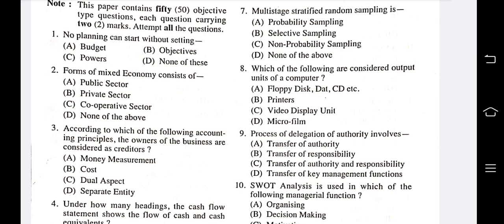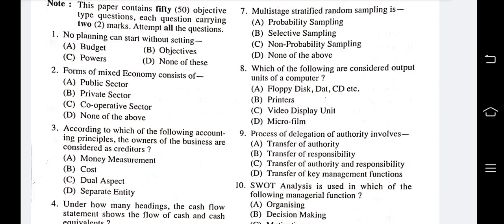The second question is: form of a mixed economy consists of public sector, private sector, cooperative sector, none of the above sector. A mixed economy is an economy which consists of both privately owned and government owned business enterprises. So the Indian economy is also an example of a mixed economy.